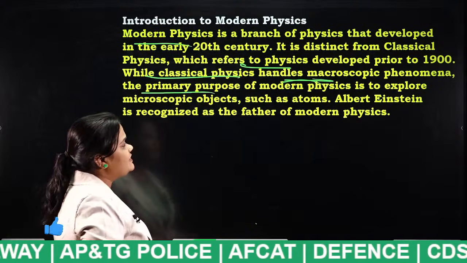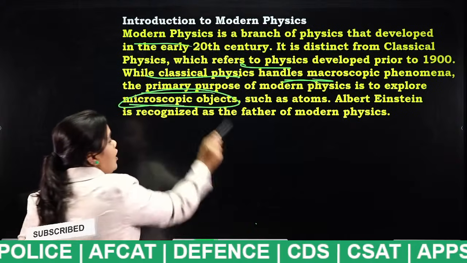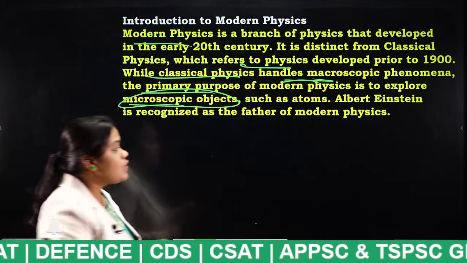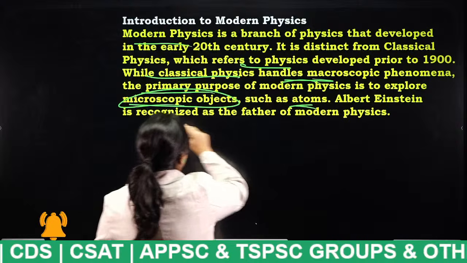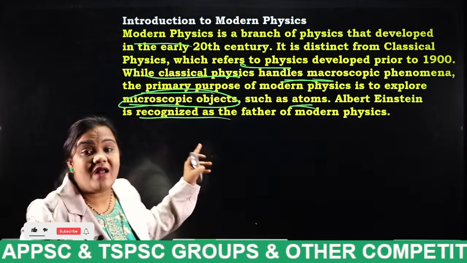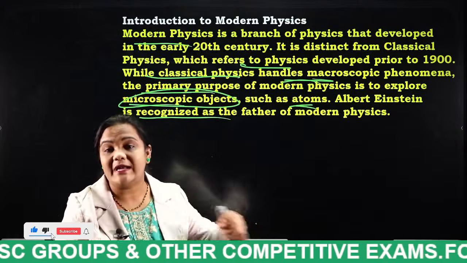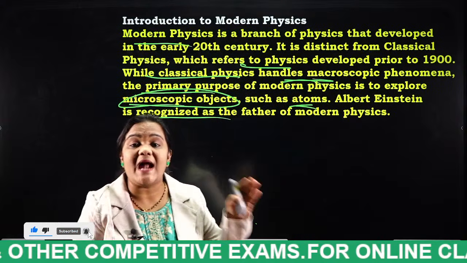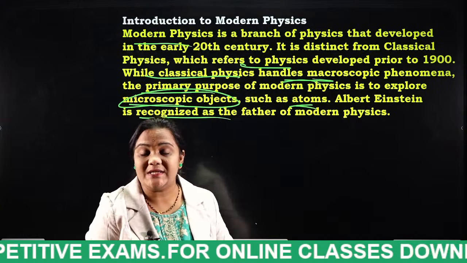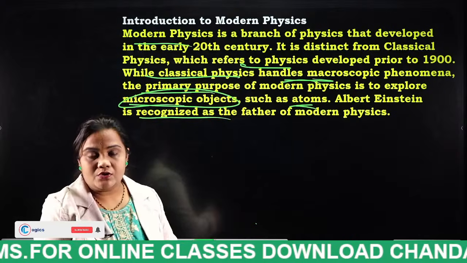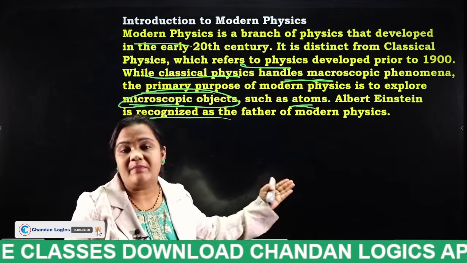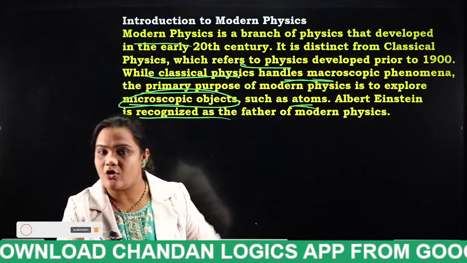Now the primary purpose of modern physics is to explore microscopic objects, especially atoms. Albert Einstein is recognized as the father of modern physics. Very important: who is regarded as the father of modern physics, students? Albert Einstein. Do you know anything about this Albert Einstein? If you know, mention your answer in the comment section.